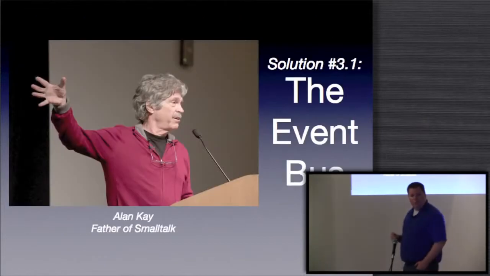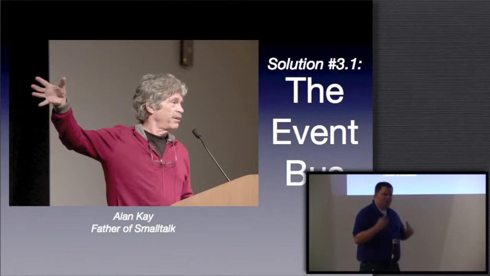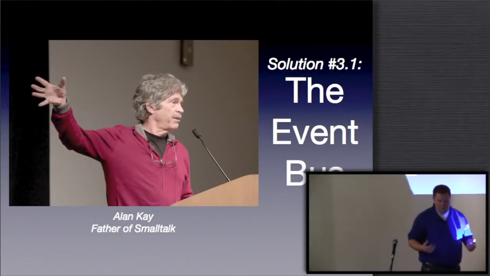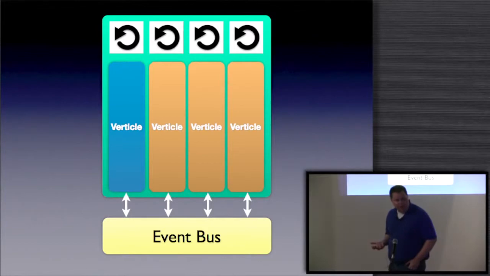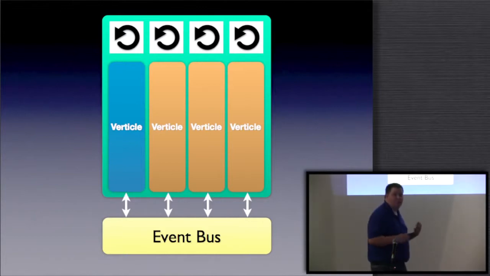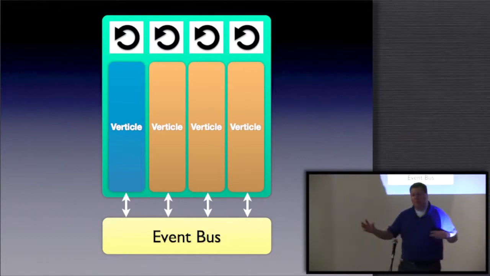So, two solutions that Vertex provides us. The first is the event bus. The event bus is what we like to call the nervous system of Vertex. It is a cross-cutting abstraction that's built on the platform. So it's built in. You don't have to go get anything to install it. It's not an add-on. It's part of the core. It allows us to send and receive transient messages throughout the application.